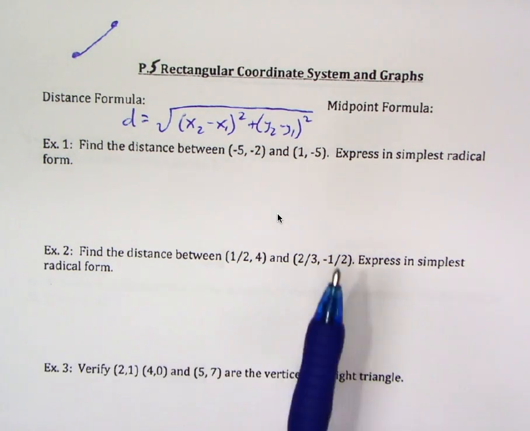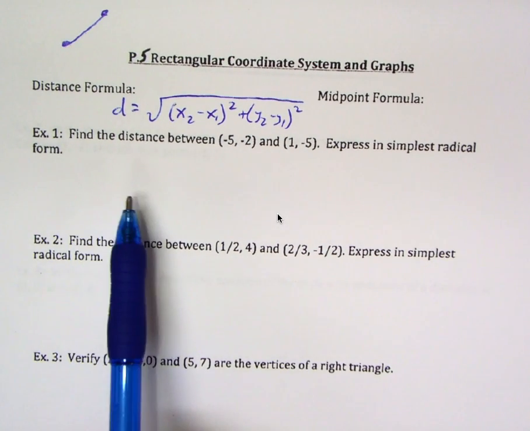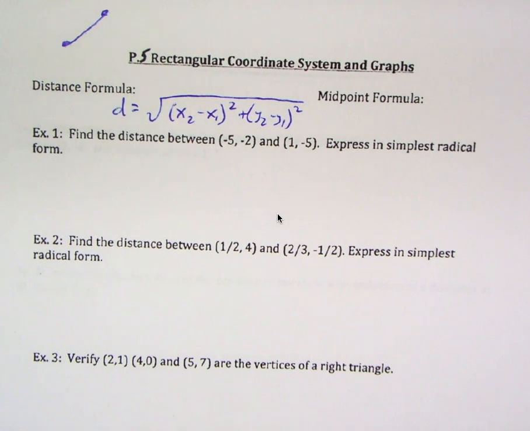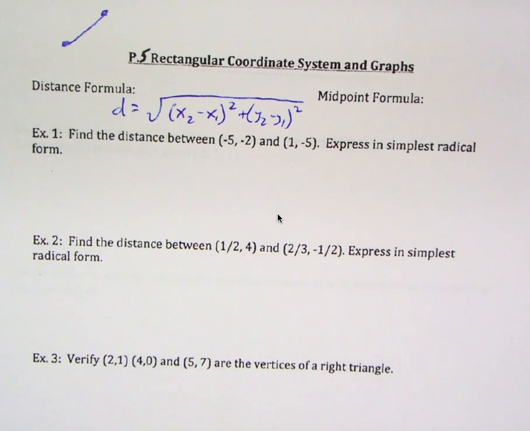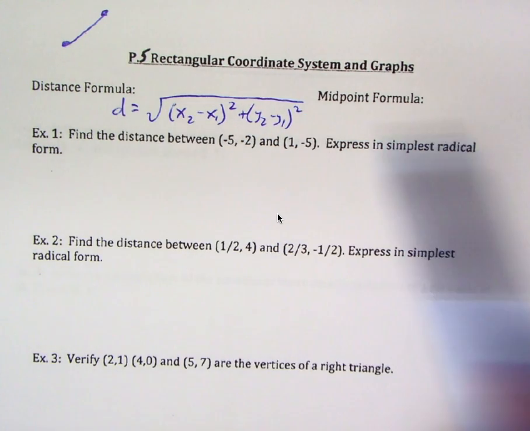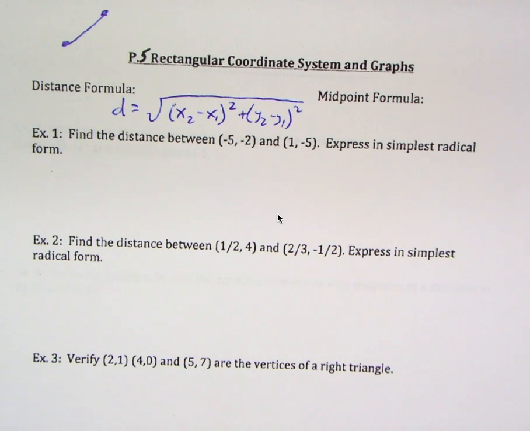So example 1 says, find the distance between (-5, -2) and (1, -5), expressed in simplest radical form. When you see simplest radical form, what that means is, because there's a square root in the distance formula, you're not going to be taking the square root of your number at the end if it's not a perfect square. So if you get square root of 5, you just leave it as square root of 5. If you get square root of 20, then you have to simplify the square root of 20. That's what it means, simplest radical form.